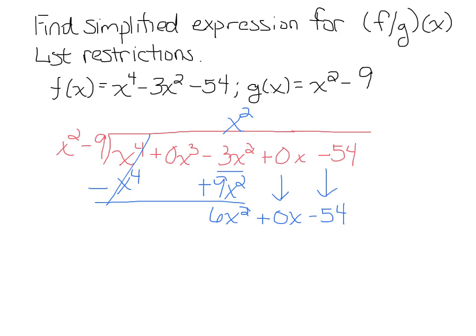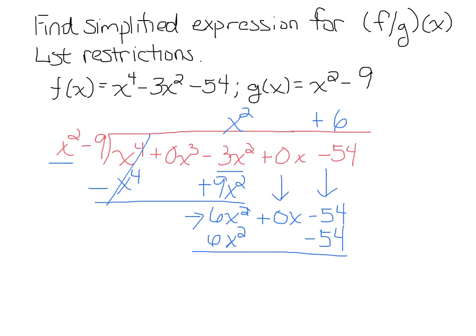Now we need to ask ourselves, what do I need to multiply x squared by to give me exactly 6x squared? And the answer is a positive 6. 6 times x squared gives me 6x squared. 6 times negative 9 gives me negative 54.